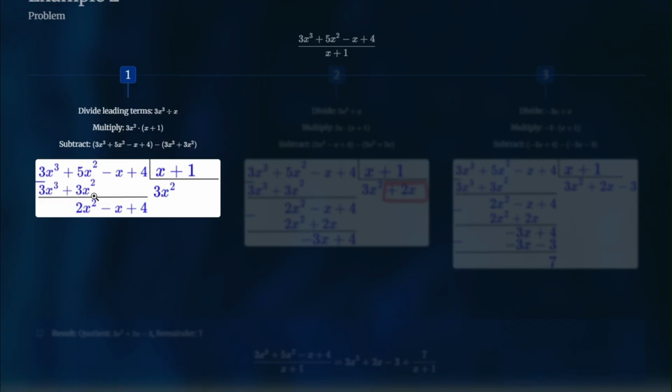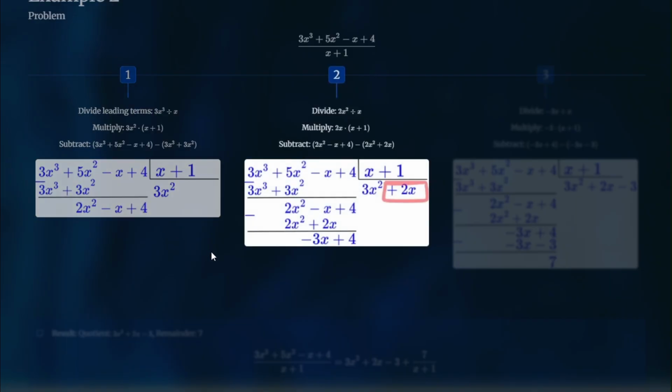Now we'll subtract. 3x cubed minus 3x cubed is 0. 5x squared minus 3x squared is 2x squared. And we'll bring down the other terms. So negative x we bring down and 4 we bring down. Now we'll do it again. But now we'll divide 2x squared by x. And that is 2x.